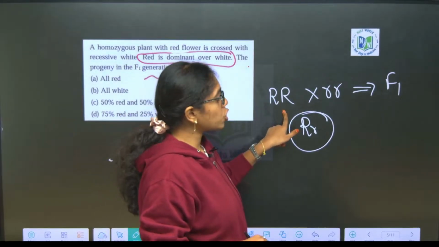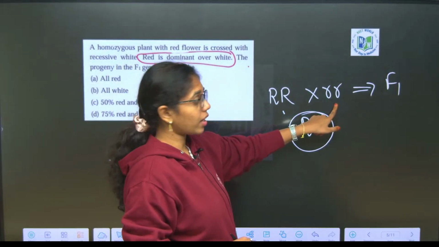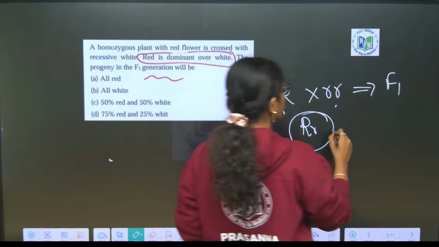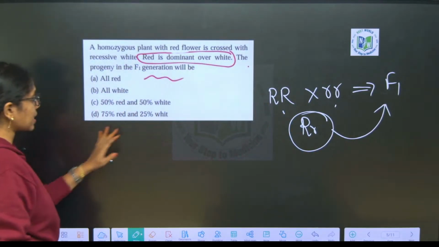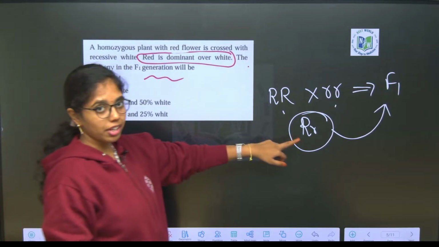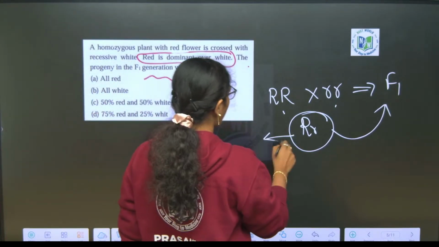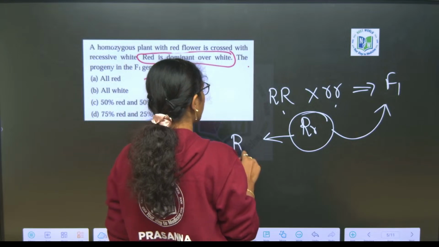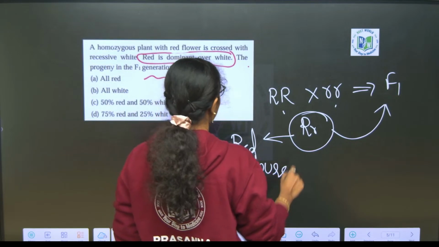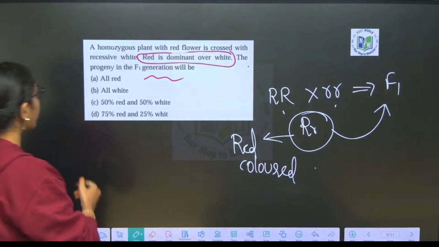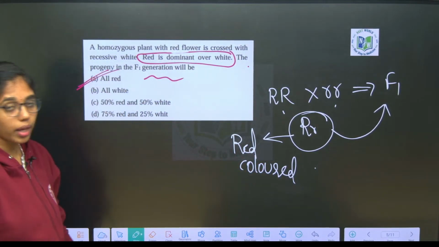When homozygous dominant and homozygous recessive are crossed, in F1 generation the heterozygous condition is observed. Pure heterozygous condition is observed in F1 generation. Heterozygous means this will show the dominant phenotype only, that is red colored flowers. So all red, that is option A. Okay, next question.